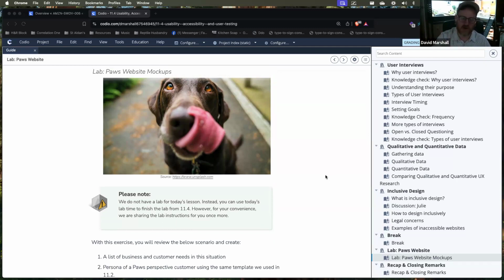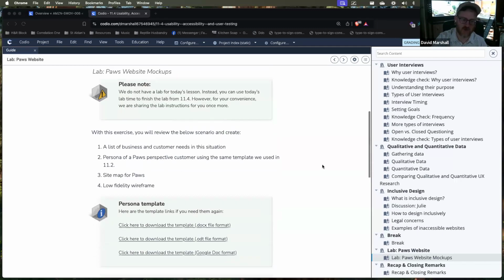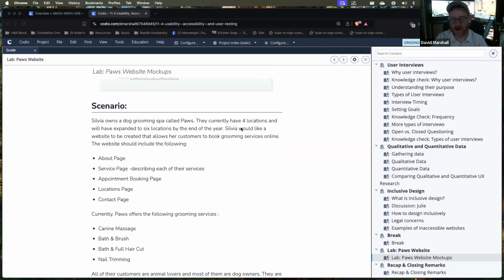It's the same lab. We just didn't have time to fully go over it the other day. So if you had the ability or the time to do this one, what's expected for this lab is you are going to be creating a mock-up for a website called Pause, like Pause, but also Pause.